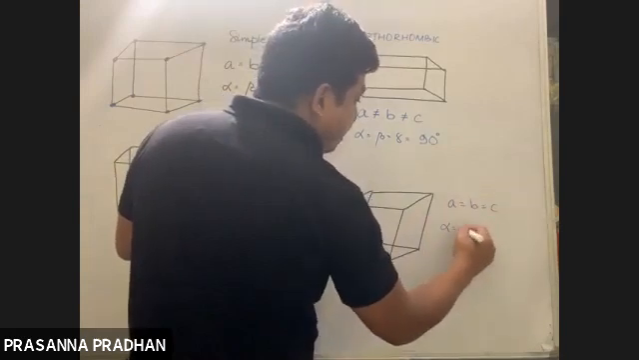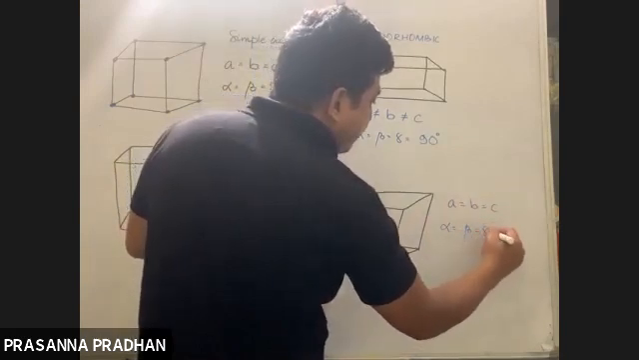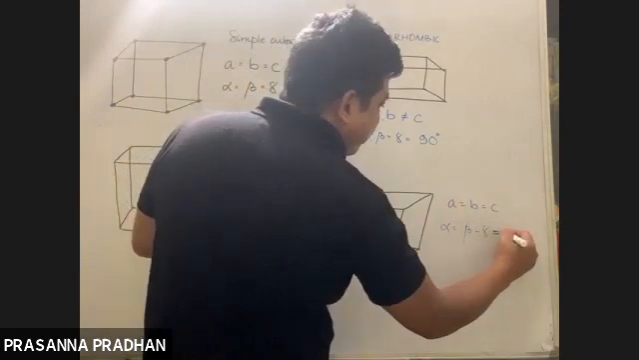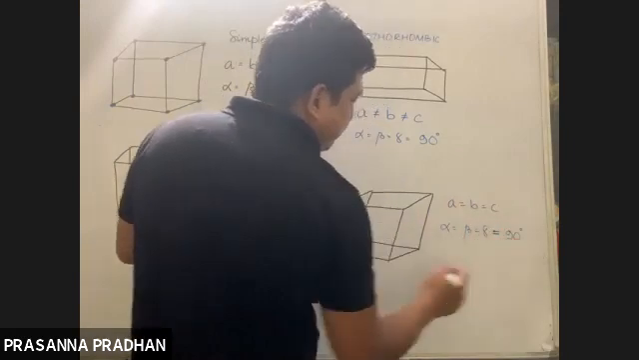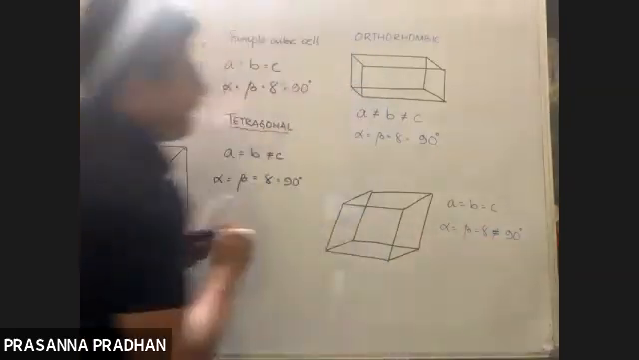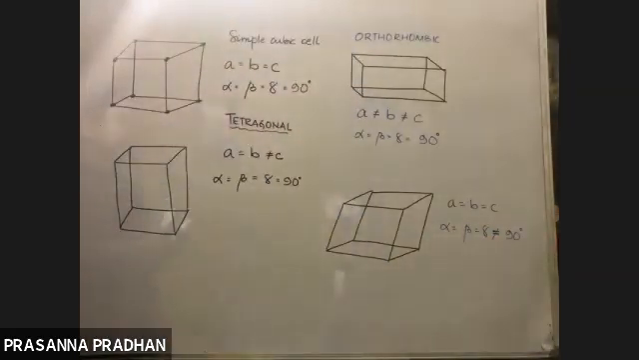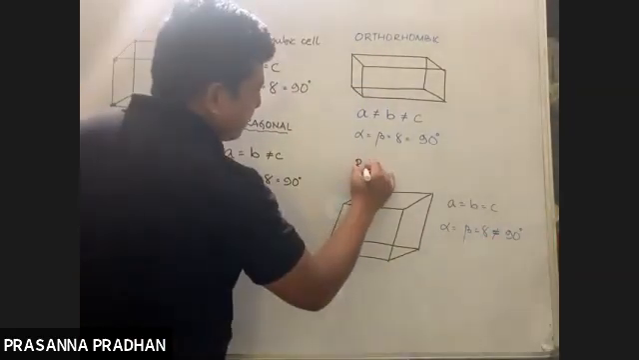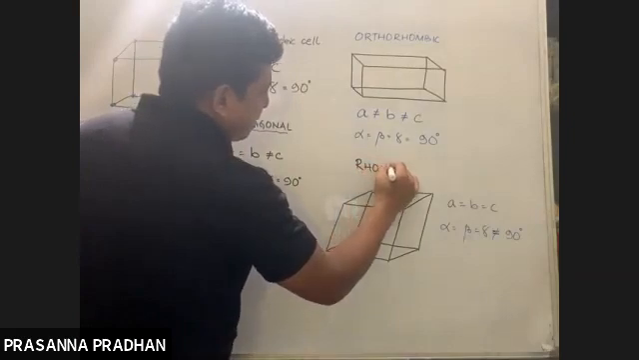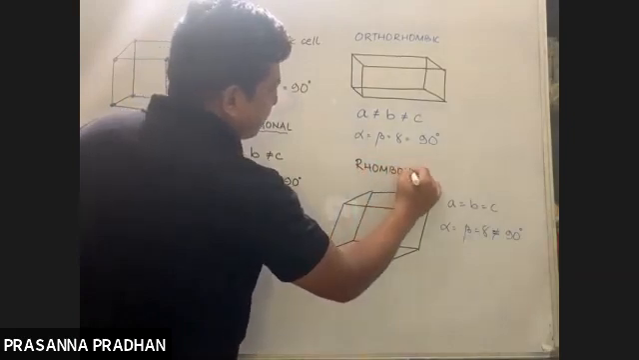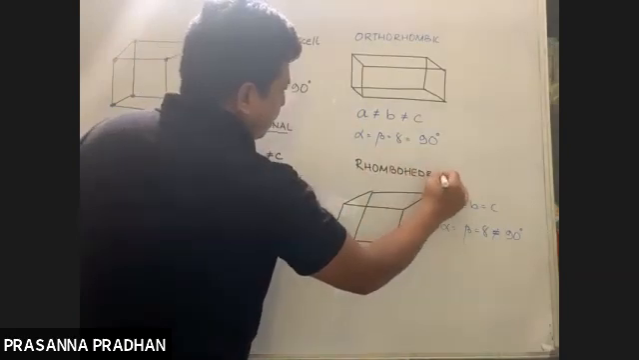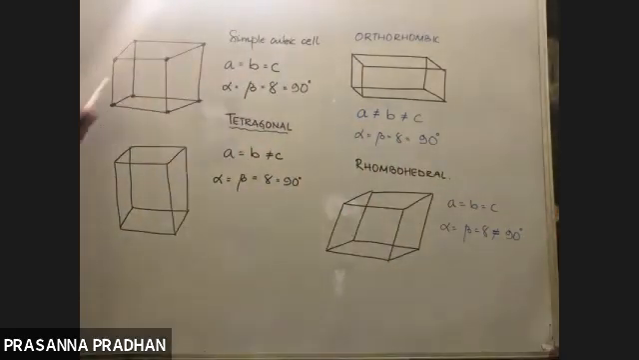But alpha is also equal to beta is also equal to gamma, but is it equal to 90 degrees or not? No, it's not equal to 90 degrees. This is your rhombohedron. So just like this, there are 3 more in NCERT.